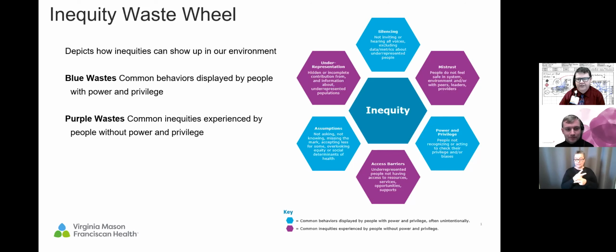The violet hexagons are common inequities experienced by people without power and privilege, and they involve things like underrepresentation, mistrust, and access barriers. The blue elements depict behaviors exhibited by those who have the power, such as silencing, assumptions, and power and privilege. And these often are exhibited through our unconscious biases. We use it just like the good old-fashioned waste wheel, where you go out to the gemba and observe with big eyes, big ears, and a small mouth. This has been incorporated into our VMPS curriculum as well, and is being added to our new hire orientation.